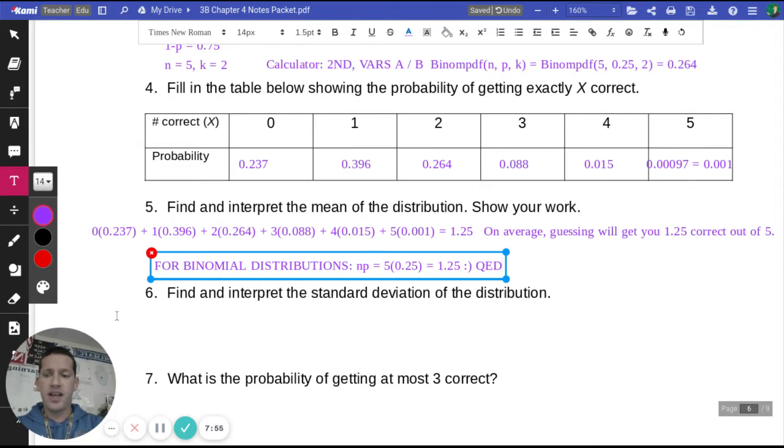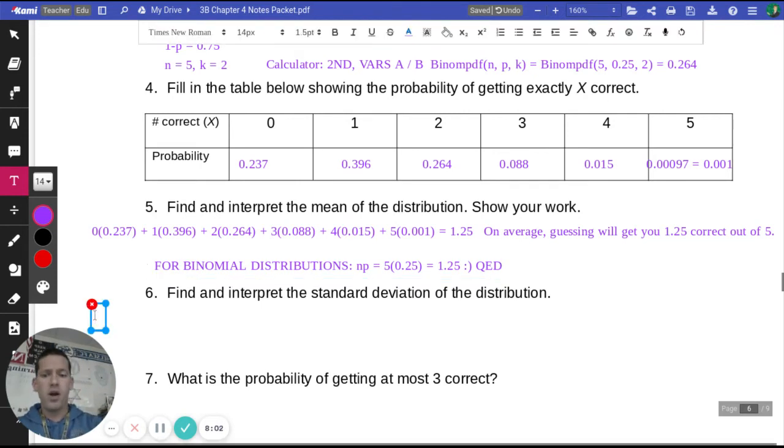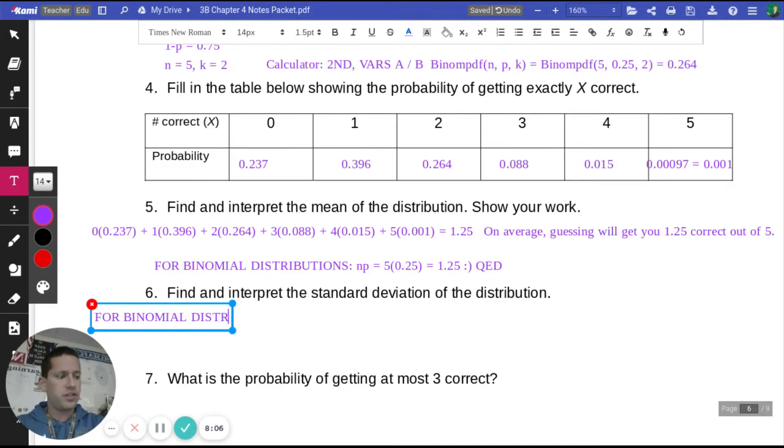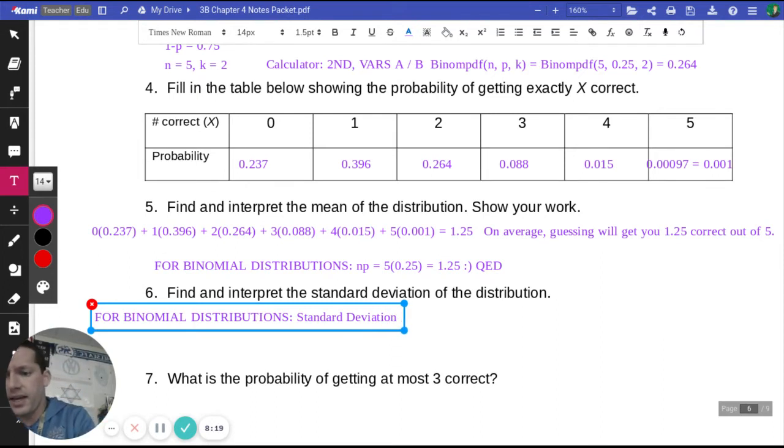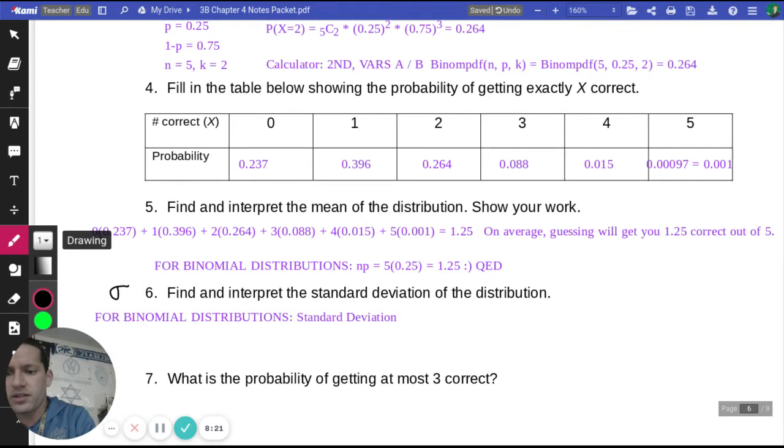Find and interpret the standard deviation. You could throw this into Statlet and it'll tell you the mean, it'll tell you the standard deviation. We can calculate it too. Also, only for binomial distributions. There it is. I'm so popular. The standard deviation, which is a lowercase sigma, looks like this guy. Standard deviation, sigma. By the way, mean up here, mu.